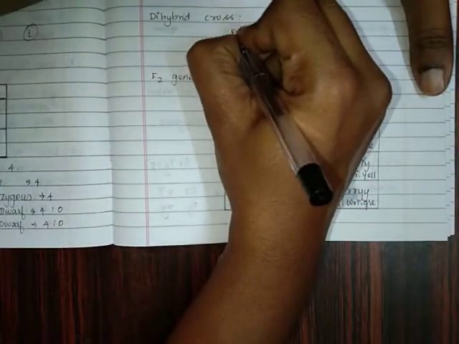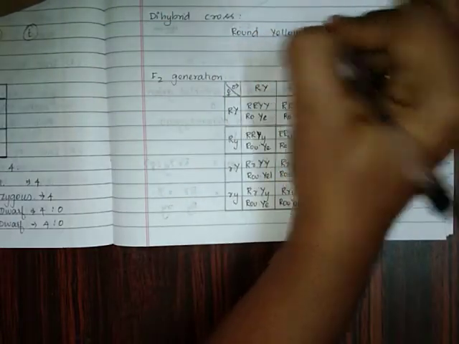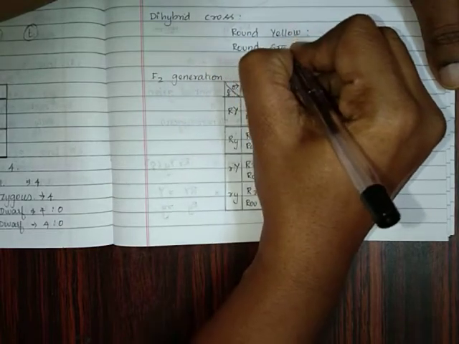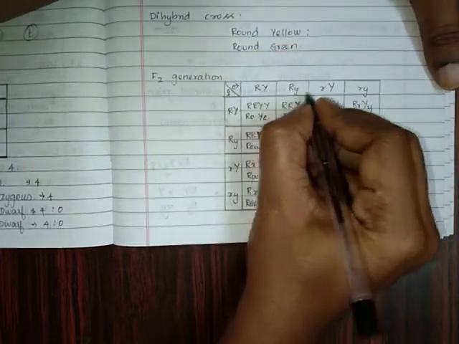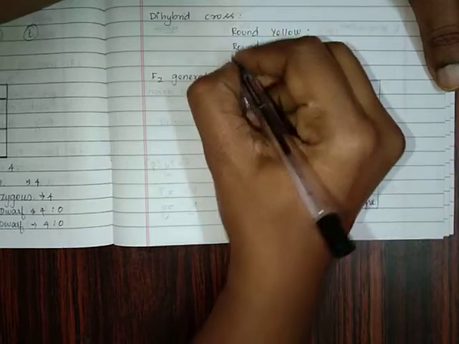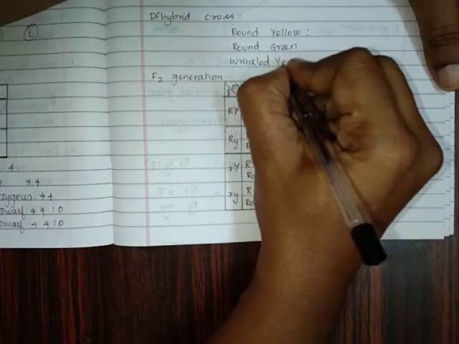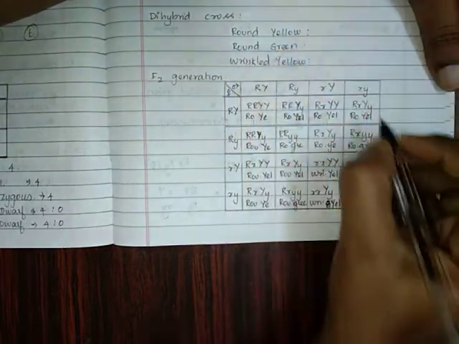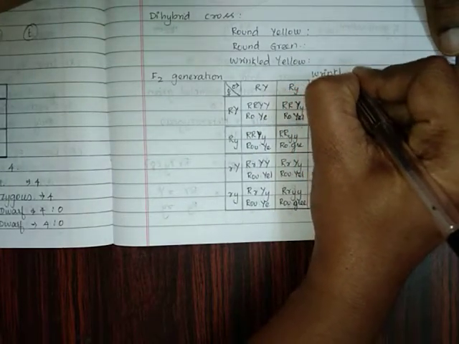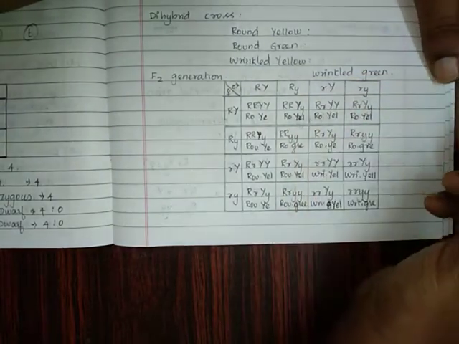One is round yellow, we can count them. The next is going to be round green. We can write in this order itself. These are going to be the 4 phenotypes actually. Round yellow, round green. The next is wrinkled yellow. The next is going to be wrinkled green. So 4 phenotypes are possible.